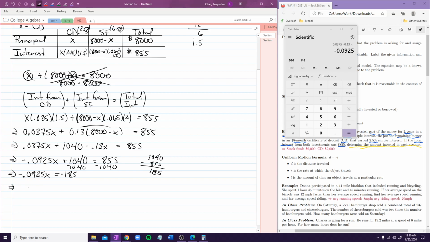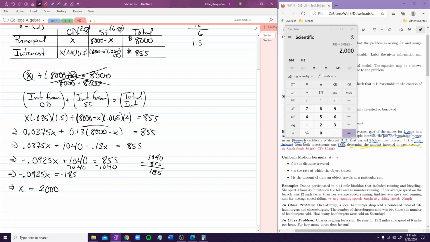Now we want the x to have a coefficient of 1, so we're going to divide both sides by negative 0.0925. And when we do that, we get 185. I'm just going to divide it by 0.0925. I'm not going to deal with the negatives because I know a negative divided by a negative is a positive. Okay, and we'll get 2,000. So what does this mean? This means that the principal amount that he invested in the CD was $2,000.